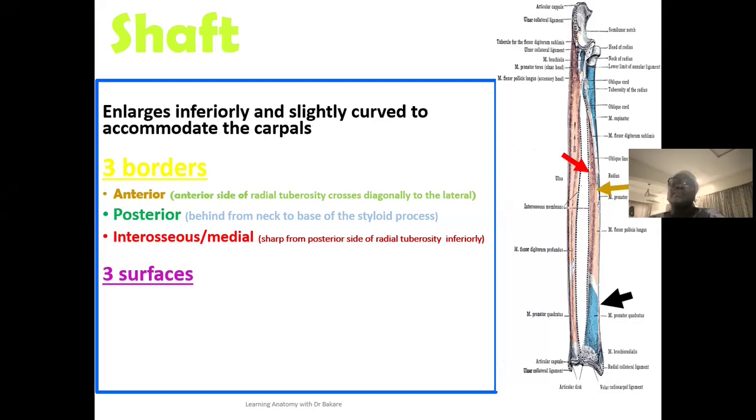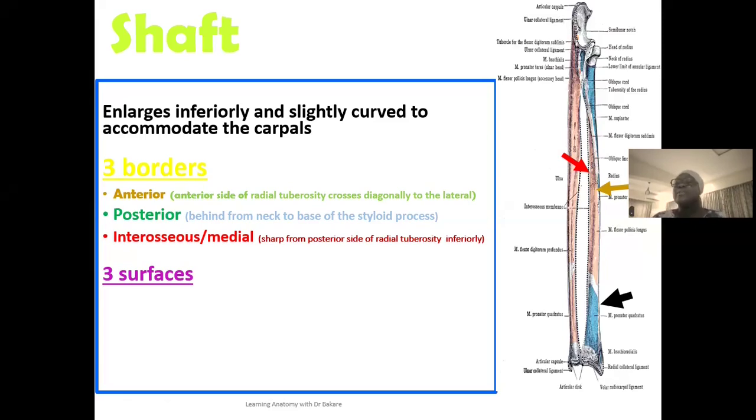We said that this border in the ulna can also be referred to as the lateral border, while this border in the radius can also be referred to as the medial border. And this is because of the pattern of placement of these two bones around the forearm region. We say that the radius is positioned laterally, while the ulna is positioned medially. So the border that will be connecting these two bones together will also be of opposing name. So this interosseous border for the radius can also be referred to as the medial border. And this is what is arrowed here in red.